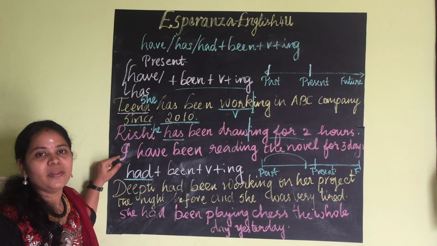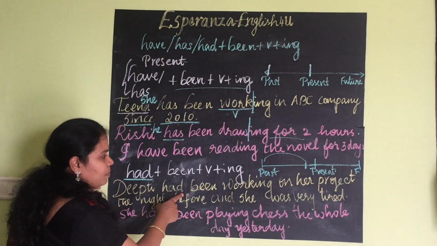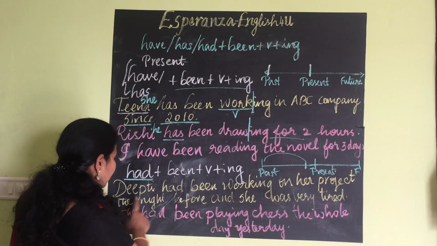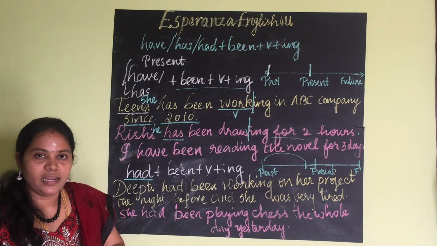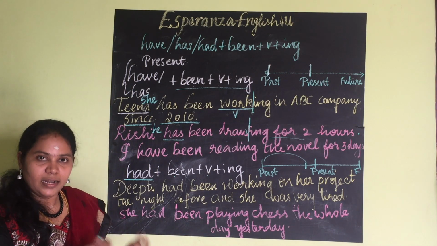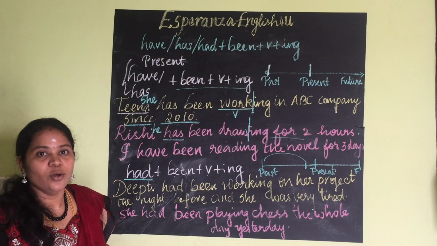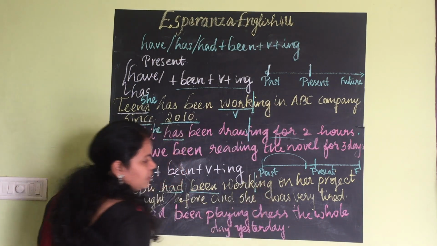Had plus been plus verb plus ing. Clear? So Deepthi had been working on her project the night before and she was very tired. So last night she worked on her project. So she has started, continued, completed. So there we are using had plus been plus verb plus ing.